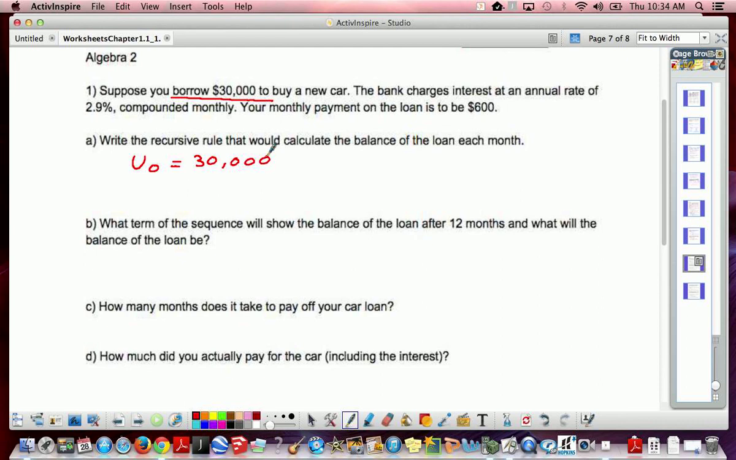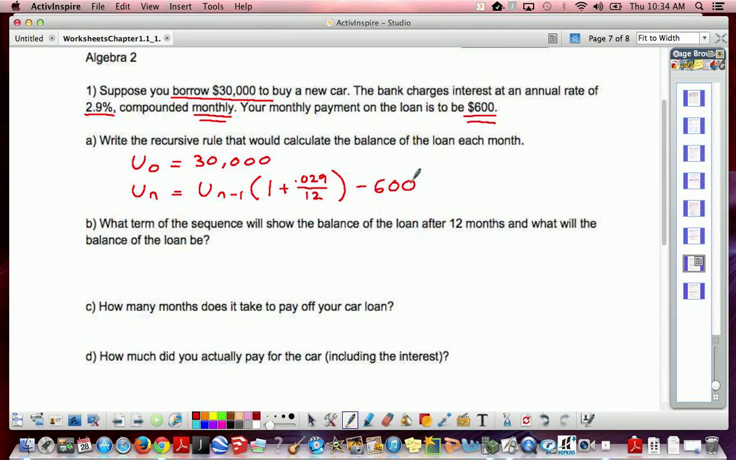How do we try to decrease this loan? And what's happening to it is the recursive part. So we have U sub n minus 1. So we're going to take $30,000 and the bank's going to charge us 2.9% interest, but it's compounded monthly. So we're going to have this 1 plus, change the interest rate to a decimal, so move it over 2 spots, 0.029. It's being divided by 12 since it's monthly. And now we got the interest added. So our account actually gets bigger. However, we get to subtract $600 because we're making a $600 monthly payment.